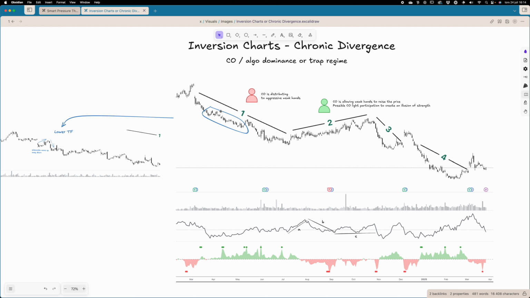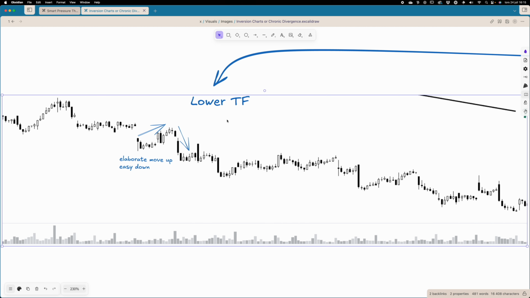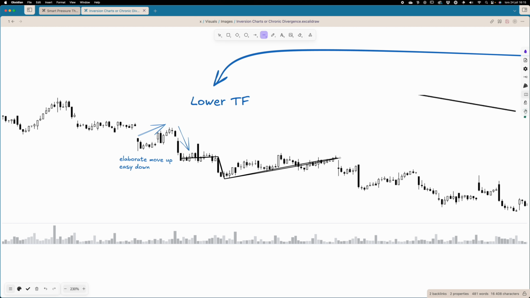But let's also take a look at how this down move looks on an intraday time frame, because this is a daily time frame. This is also quite interesting. You can see that we have a very elaborate move up that takes some time to generate, and then a quick move down. All the way through, we have an elaborate consolidation, quick move down. Very slow move up, quick move down. Slow move up, quick move down. It goes on and on like this, and this is symptomatic for this type of chart.